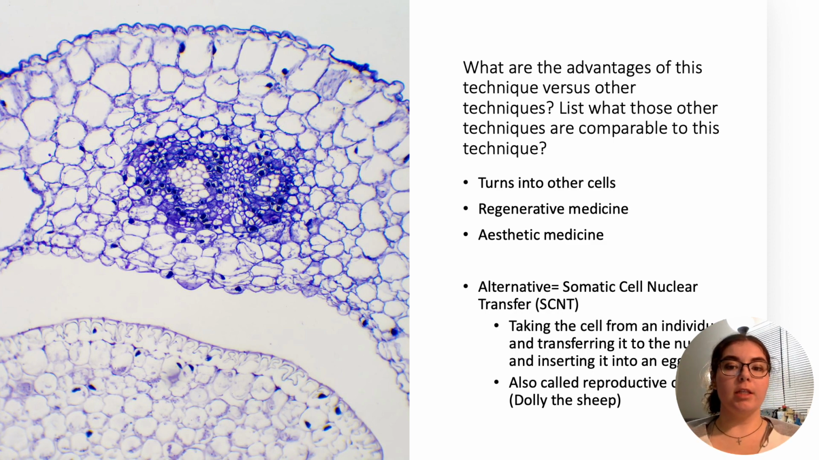It works by taking the cell from an individual and transferring its nucleus, where the DNA is housed, and then taking that and inserting it into the egg where it can then grow. Thus, another name for this method is reproductive cloning.